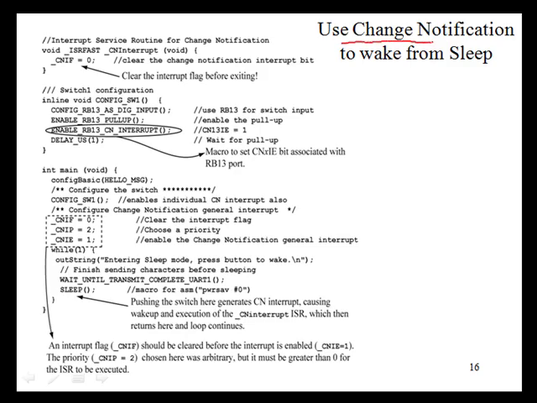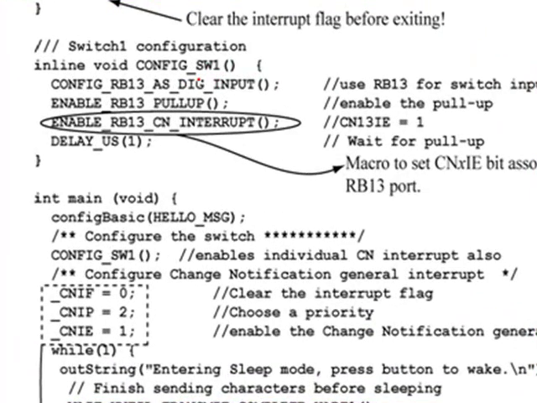Let's experiment with using change notification to wake the PIC24 from sleep mode. Previously, we only used a power on or master clear input to wake the PIC24 from sleep, but it turns out that interrupt sources can also wake the PIC24 from sleep mode. What we're going to do is put a push button switch on RB13, so we're going to configure it as a digital input. We're going to enable the internal pull-up, and we're going to use this macro here, enable RB13 change notification interrupt, to enable the change notification hardware on that pin. This delay right here will give a chance for the pull-up to work.